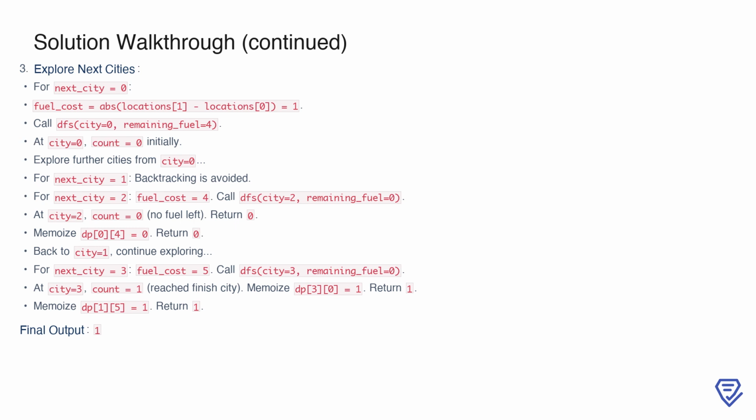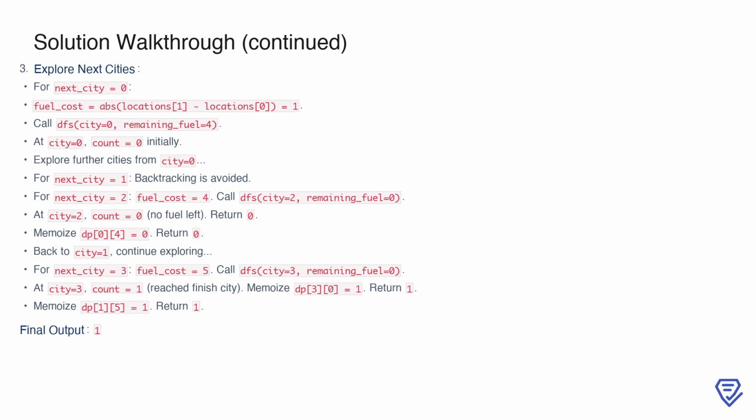For the first option, city 0, the fuel cost is calculated as the absolute difference between their locations, which is 1. With 4 units of fuel remaining, the function calls DFS for city 0. At city 0, the count is initially 0, and further exploration continues. However, returning to city 1 is avoided to prevent backtracking. Next, city 2 is explored, but the fuel cost of 4 leaves no remaining fuel for further steps, resulting in 0 valid routes from city 0. The result for this state is memoized as dp[0][4] equals 0.